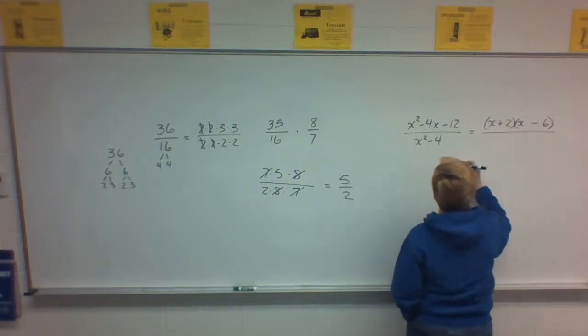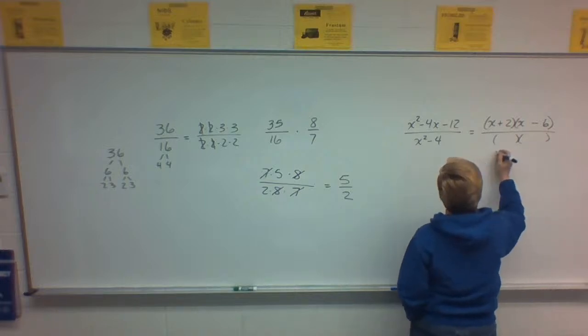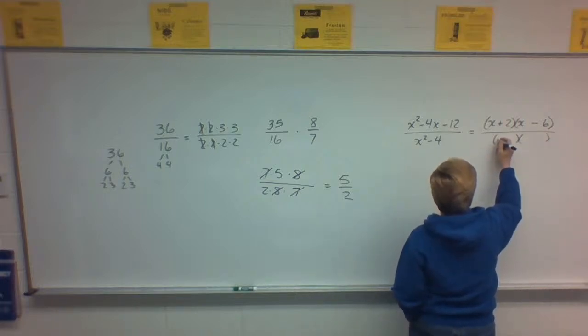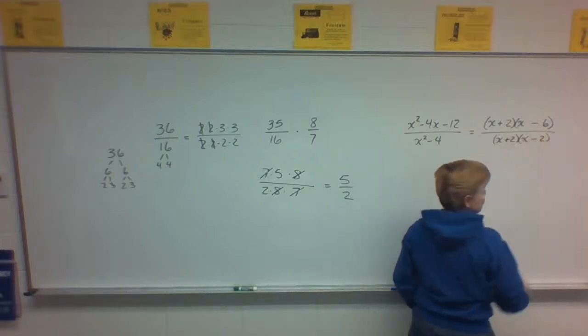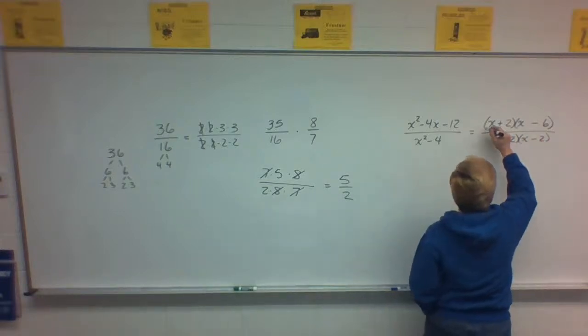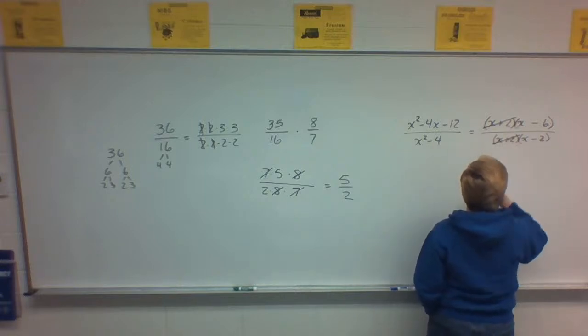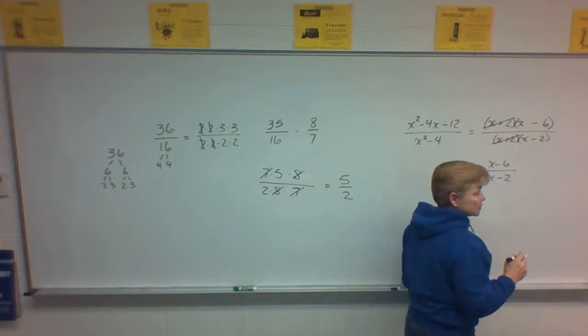On the bottom, how does that factor? Or does it? What is it? x plus 2 and x minus 2. Okay. So then we cancel this, and we're left with, for an answer, x minus 6 over x minus 2.